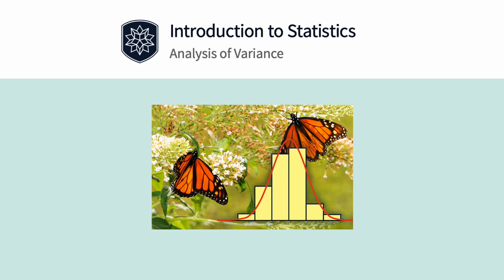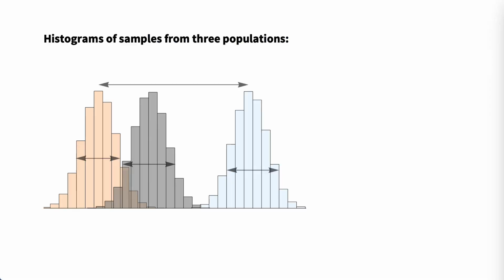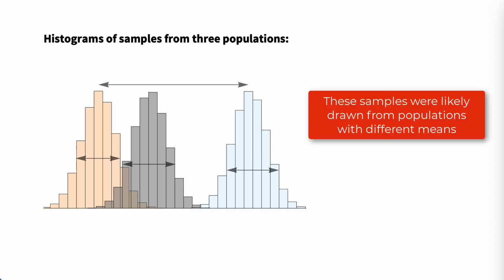Analysis of variance is a way of using a hypothesis test based on sample variances to assess differences in population means. To illustrate the basic idea, consider histograms of samples from 3 populations. If the histograms are widely separated relative to the width of each histogram, then it's likely that the population means of the populations from which these samples are drawn are different.